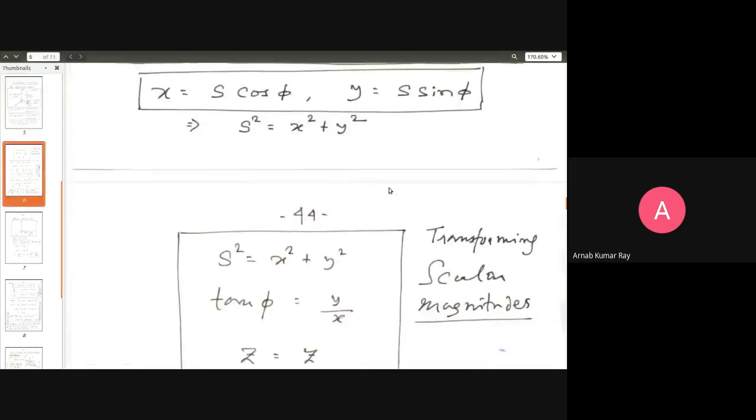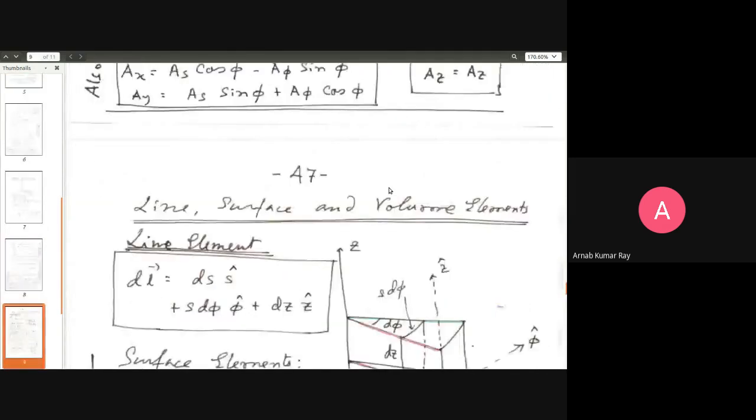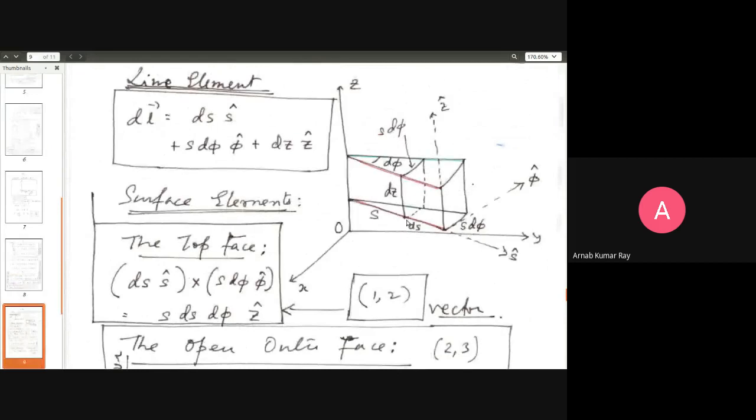So to return to the current discussion, you have to first make your move along the s cap direction. Starting from here, you move a small length ds along s cap. That is the first component in your line element formula, ds s cap. Second is s d phi. We have to be a little careful about this s d phi part.